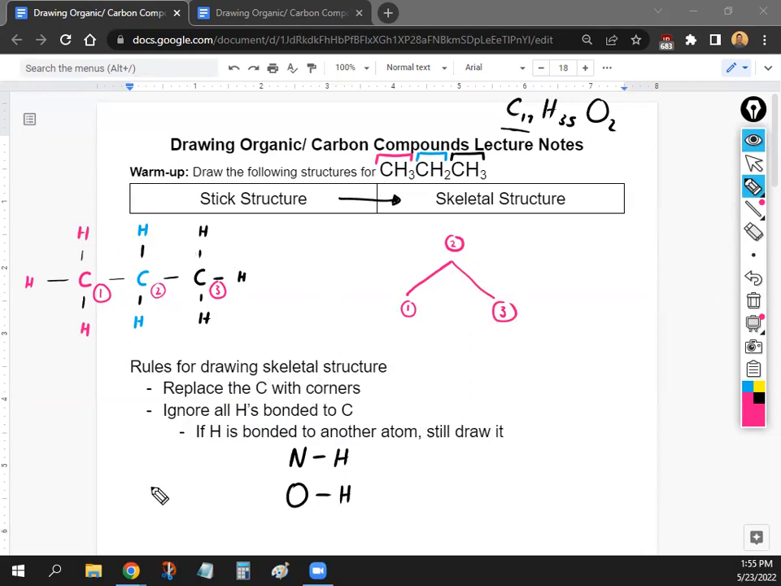Super easy. And you could probably see why we would want to draw it like this, right? Because we don't need to draw the carbons, but it still communicates to us all the information that we got.